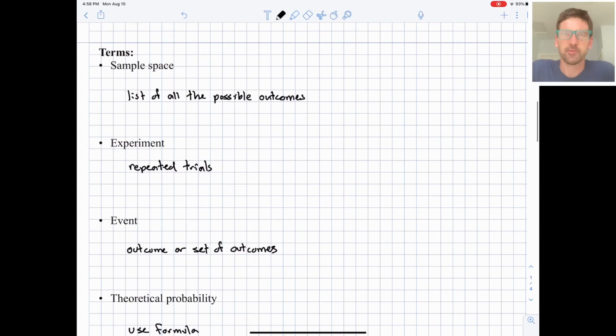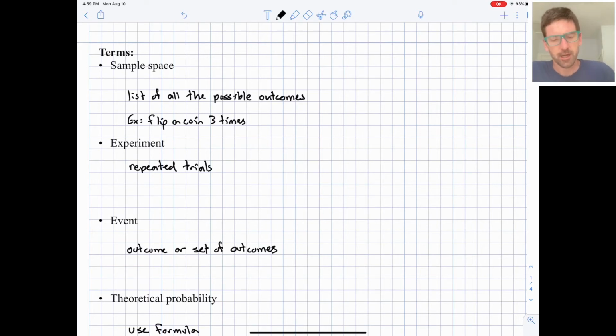Just some more vocabulary, some more terms we'll be working with. The sample space is the list of all the possible outcomes that could happen. It's just a list of everything that could happen. And I'm going to run through one particular example here. And that is if we were to flip a coin 3 times. Okay, what could happen? Or maybe we're flipping 3 different coins once each.